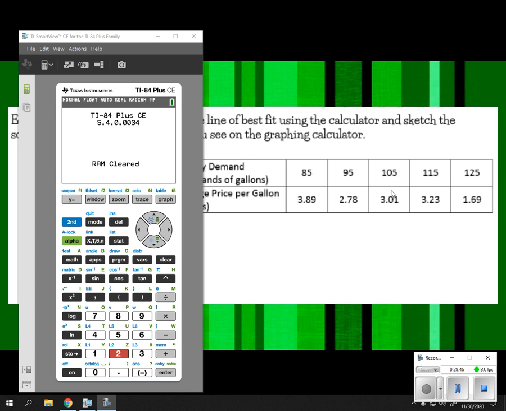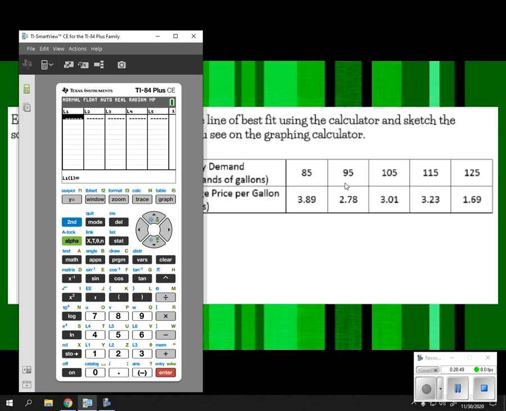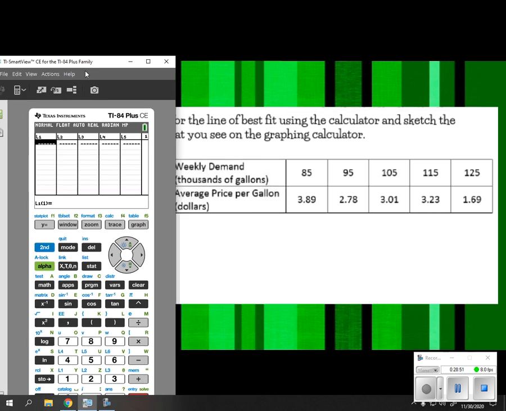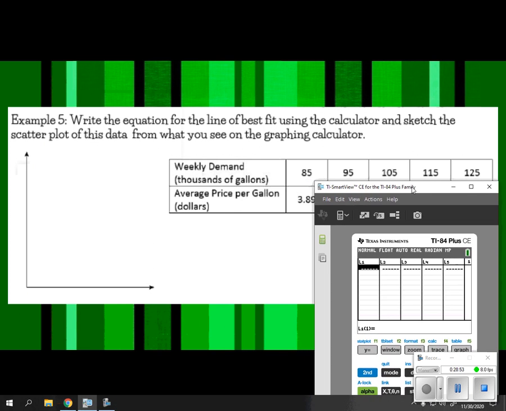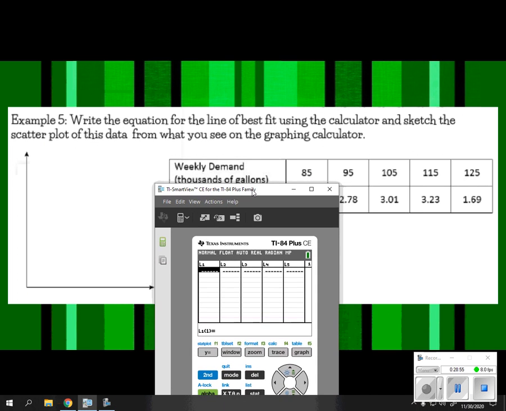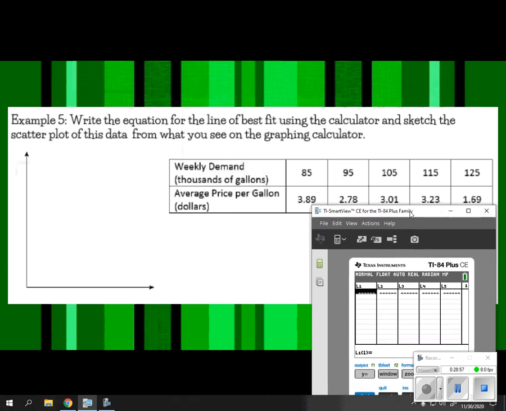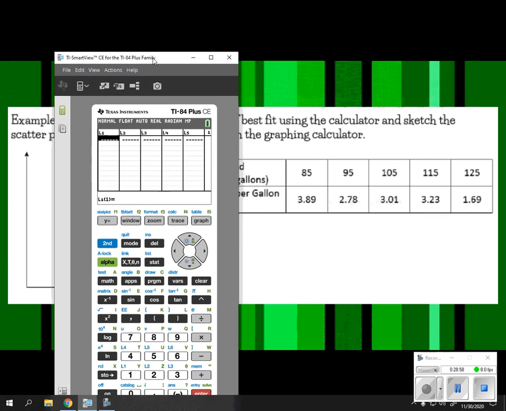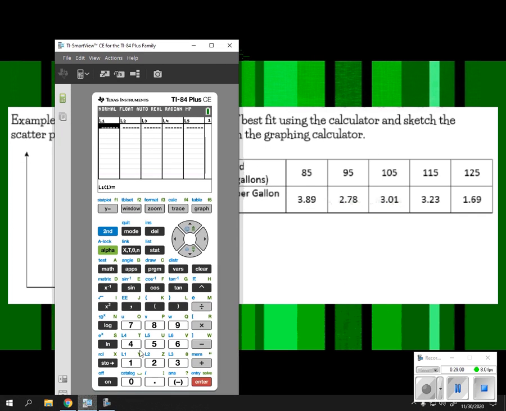All right, so we're going to put this table in. It's only got 5 points. So we're going to hit stat and we're going to hit enter. And remember that all of the points on top of the table are going to be our x values. All the points on the bottom row of the table are going to be our y values. And so 85, 95, 105, 115, and 125.